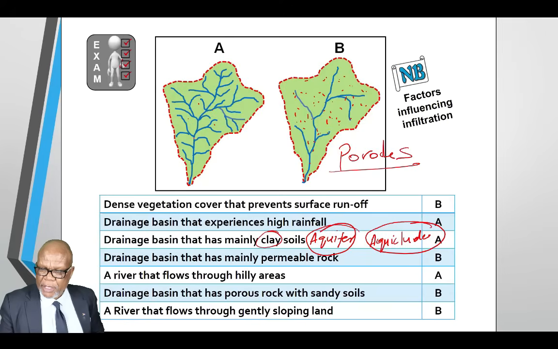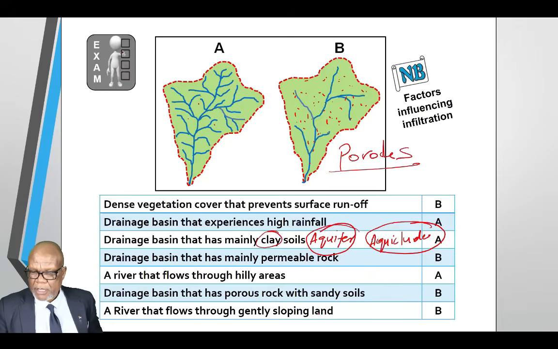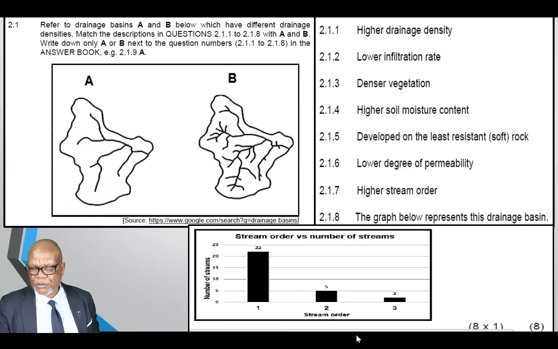A river that flows through gently sloping land. River B is flowing on gently sloping land because there is more infiltration because of the gentle gradient, and there is less runoff, and there is going to be low drainage density.